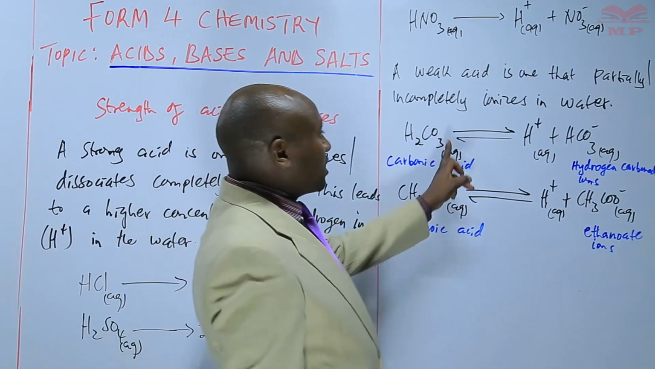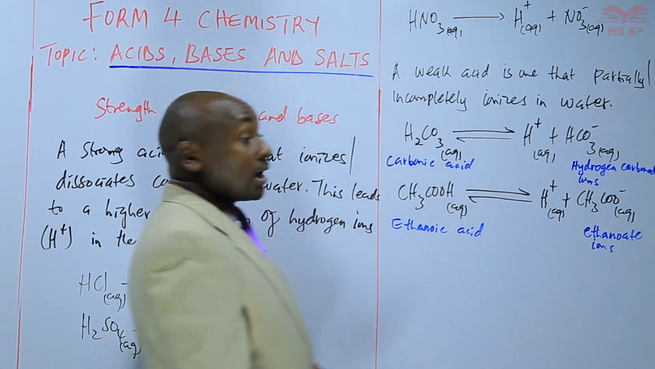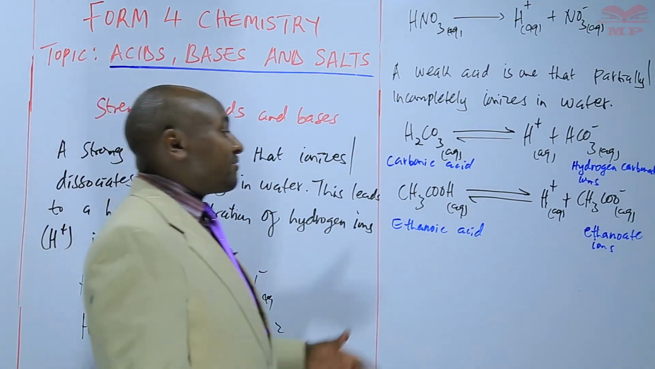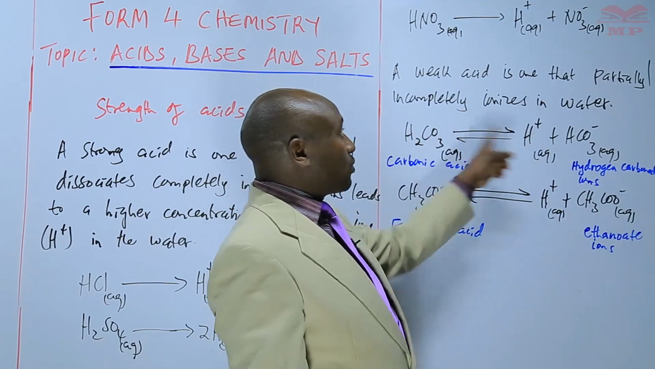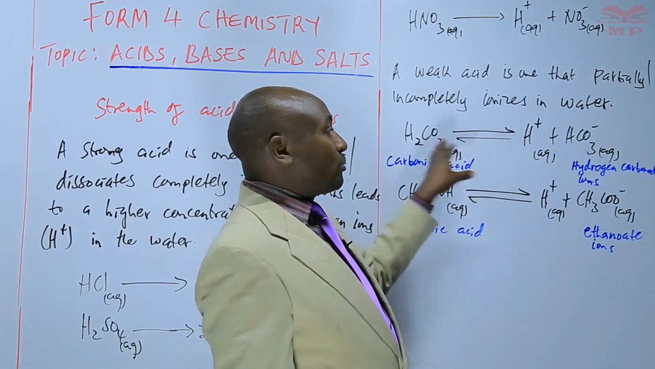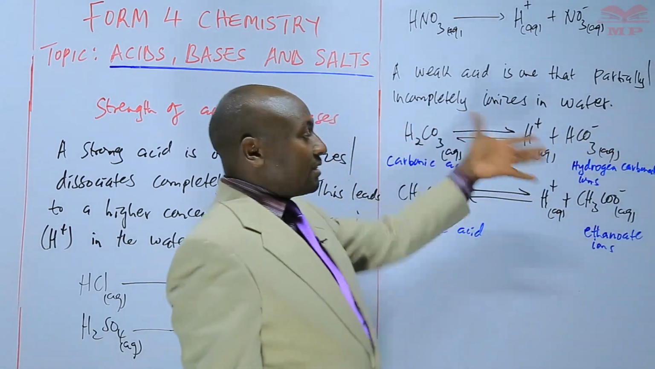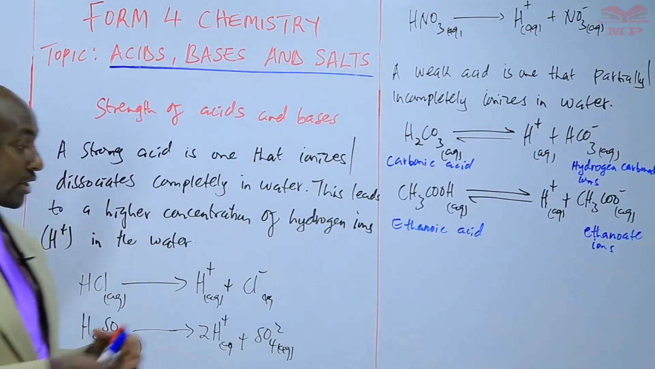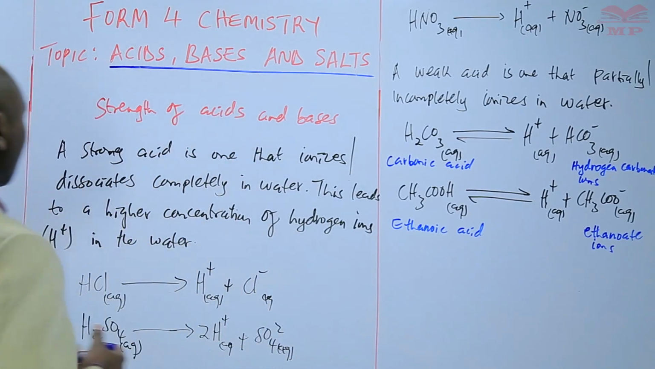We have also used the two arrows, the forward and the backward arrow, to show that this reaction is a reversible reaction. It can be reversed. It can happen in the forward direction, and it can also happen in the backward direction. So that is as far as the strength of acids is concerned.